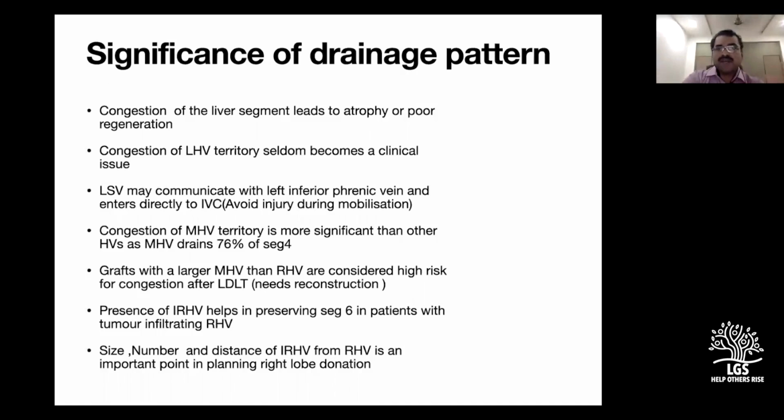If you have a large inferior right hepatic vein, and you are planning a right lobe resection with the right hepatic vein, segment 6 can be spared. If there is no involvement of segment 6, but you want to take the right hepatic vein, and the patient has a dominant inferior right hepatic vein, you can actually preserve segment 6. So in patients undergoing surgery, the inferior right hepatic vein is very important.